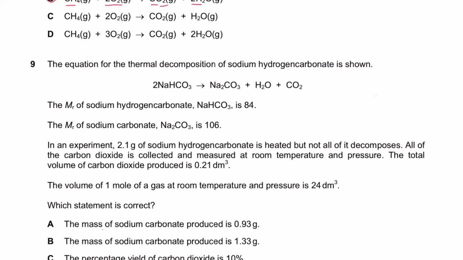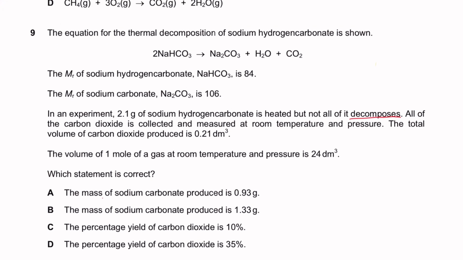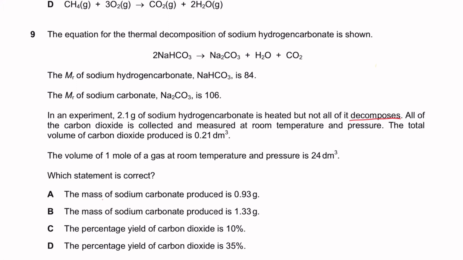The equation for the decomposition of sodium hydrogen carbonate is shown. The MR of sodium hydrogen carbonate is 84. The MR of sodium carbonate is 106. In an experiment, 2.1 gram of sodium hydrogen carbonate is heated, but not all of it is decomposed. All of the carbon dioxide is collected and measured at room temperature and pressure. The total volume of carbon dioxide produced is 0.3 dm3. The volume of 1 mole of a gas at room temperature and pressure is 24 dm3. Which statement is correct?